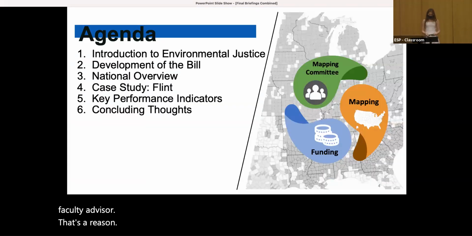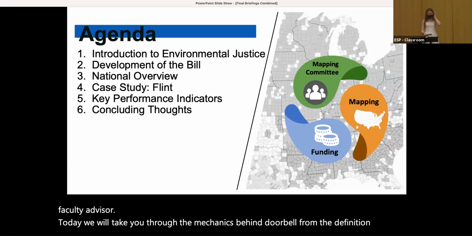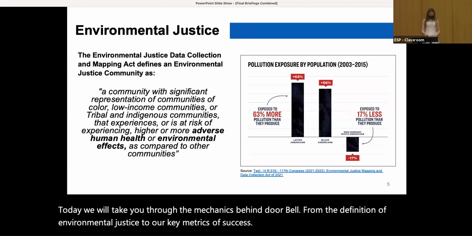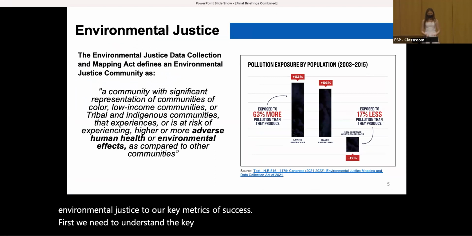Today, we'll take you through the mechanics behind our bill, from the definition of environmental justice to our key metrics of success. First, we need to understand the key assumptions behind this bill.